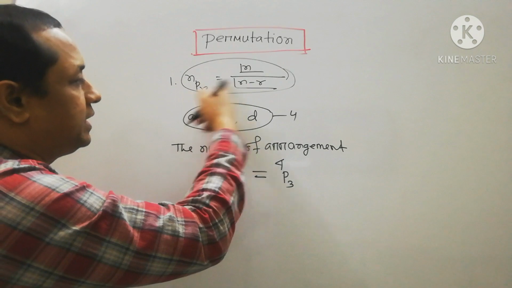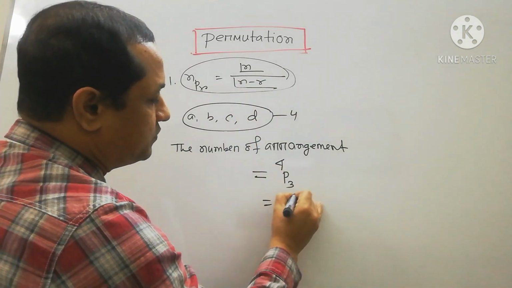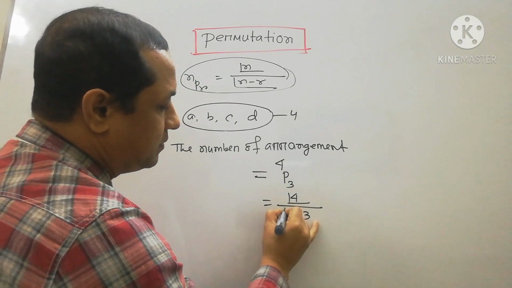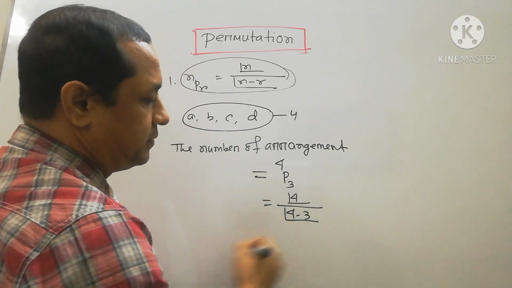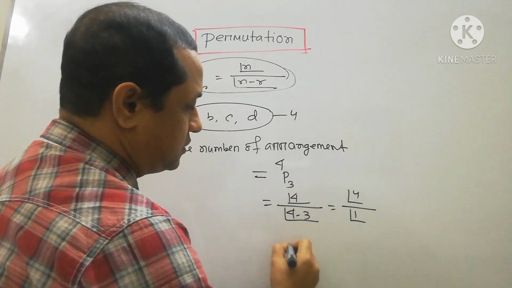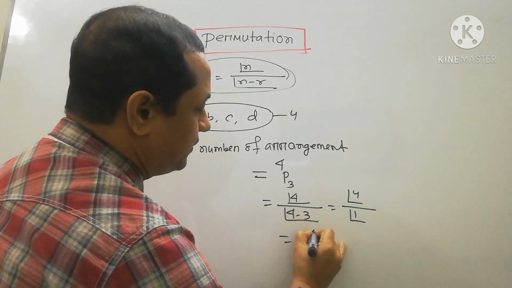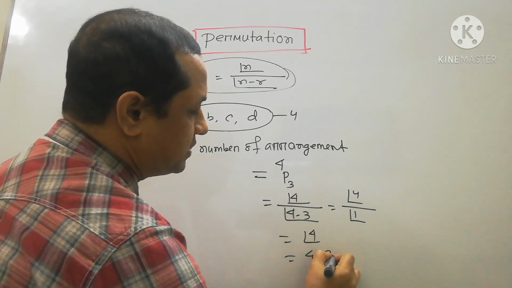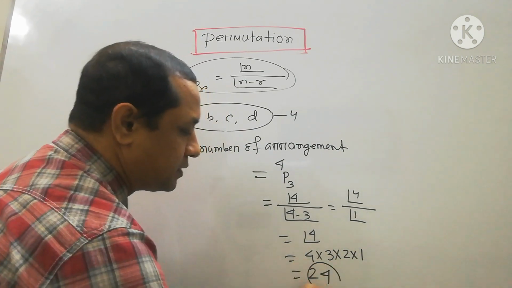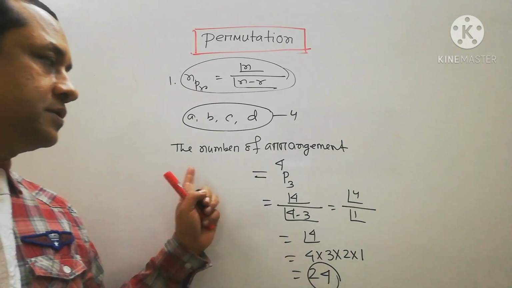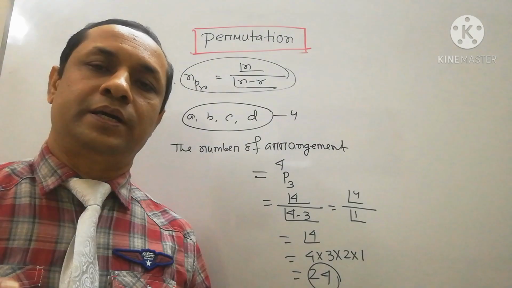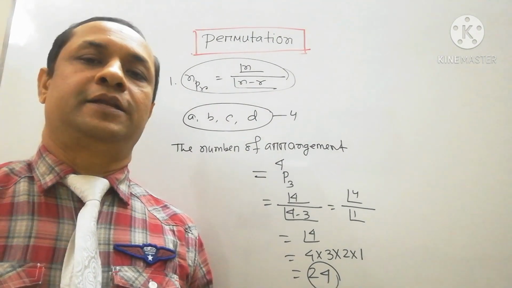Now using the formula nPr, here n is 4, factorial n by factorial (n minus r). R means 3, so factorial 4 by factorial (4 minus 3) equals factorial 4 by factorial 1. So students, factorial 4 means 4 × 3 × 2 × 1 equals 24. So the result will be 24, the number of arrangements is 24. I hope that students you are clear.